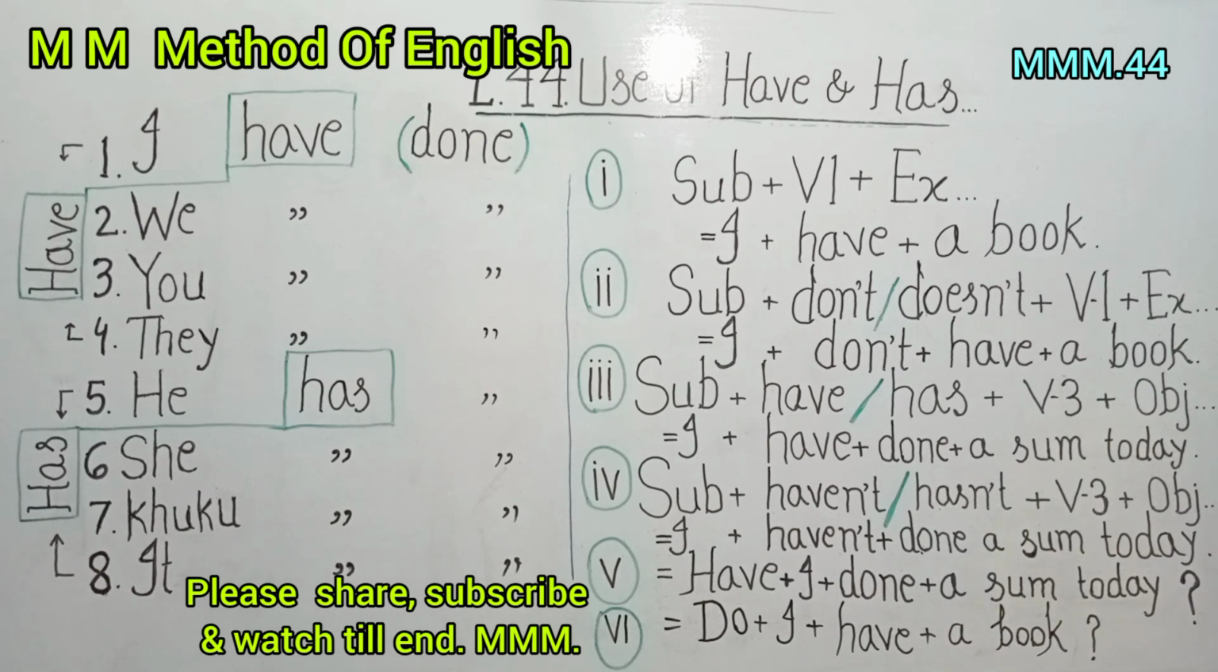Its interrogative structure: have or has subject V3 object extension punctuation question mark. For example, have I done a sum today? আজকে আমি একটি অঙ্ক করেছি.